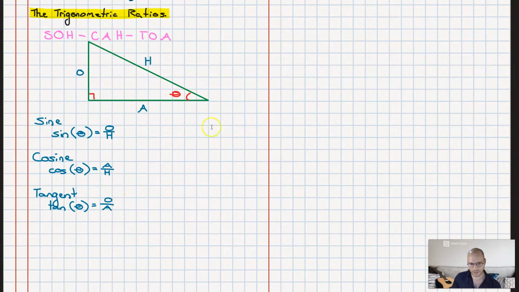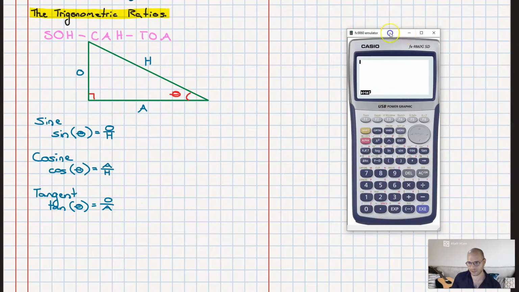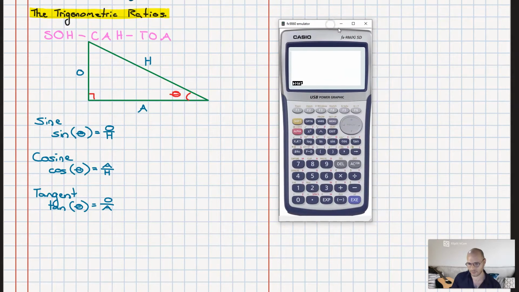Now, to be able to do mathematics using these functions, we need to have access to a calculator. In our case, we use the Casio calculator. The sine, cosine, and tangent functions are available using these buttons here. So if I put in sine of 30 degrees, then it's going to tell me the ratio that the opposite makes with the hypotenuse. In this case, it's going to be 0.5. Similarly, if I put in the cosine of 45 degrees, then the ratio it makes is 0.707.